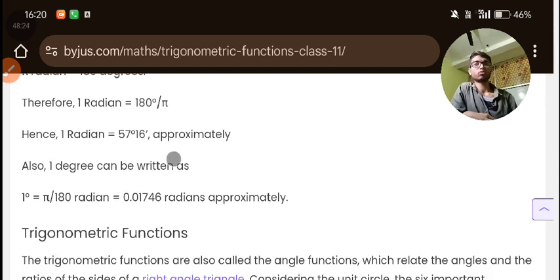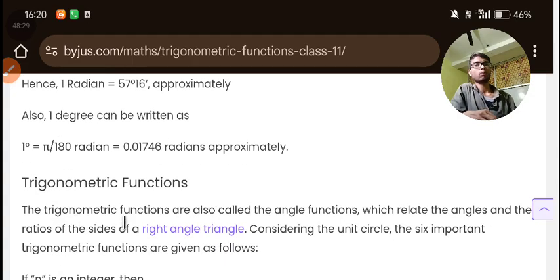Hence 1 degree can be written as approximately this many radians.